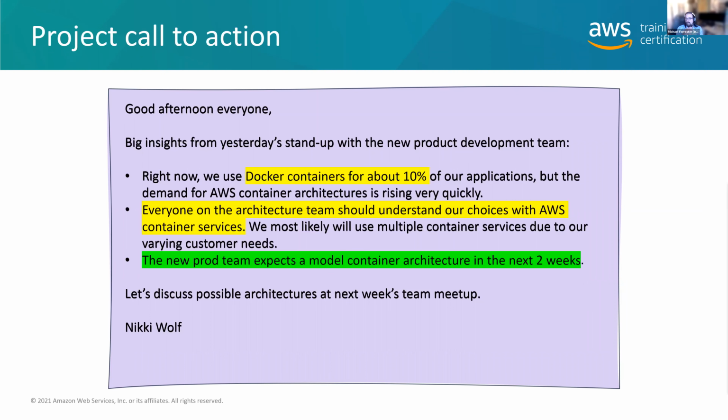So the background here is that they're using Docker for about 10% of their applications, and they want to make sure that everybody knows what the architectural choices are between ECS and EKS. So they want to model container architecture within 2 weeks. Pretty standard.